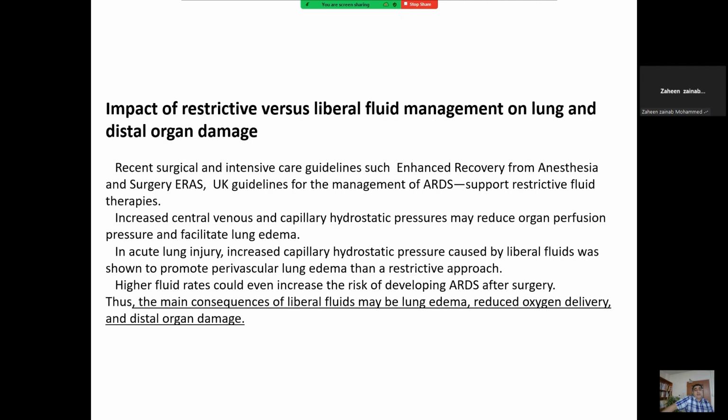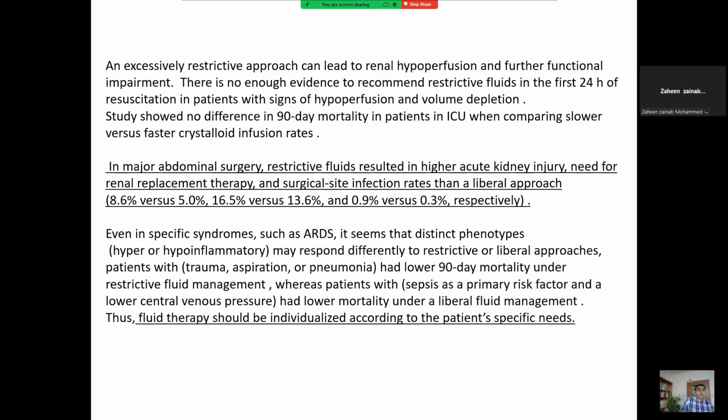Higher fluid rate could even increase the risk of developing ARDS after surgery. Thus, the main consequences of liberal fluid may be lung edema, reduced oxygen delivery, and distal organ damage. But on the other hand, an excessively restrictive approach can lead to renal hypoperfusion and further functional impairment. There is not enough evidence to recommend restrictive fluid in the first 24 hours of resuscitation in patients with signs of hypoperfusion and volume depletion.